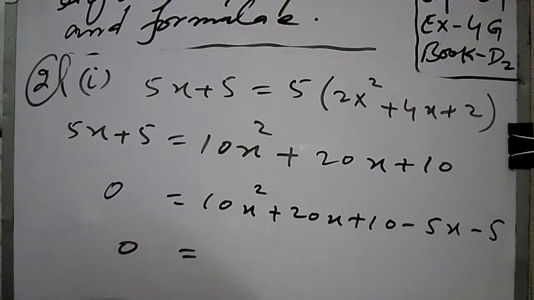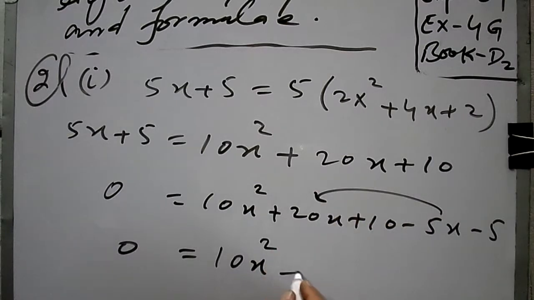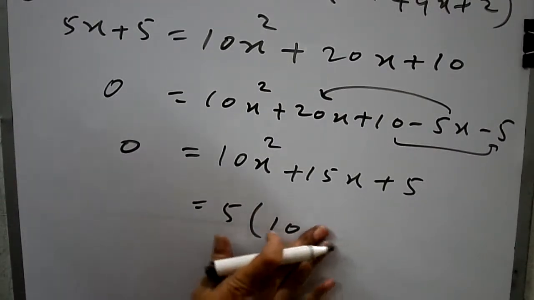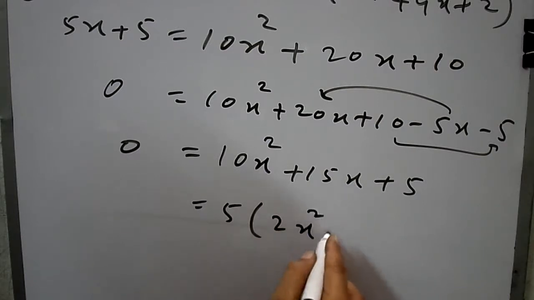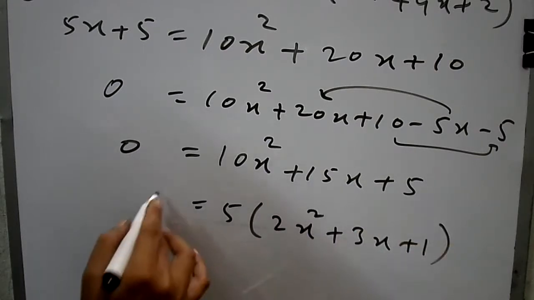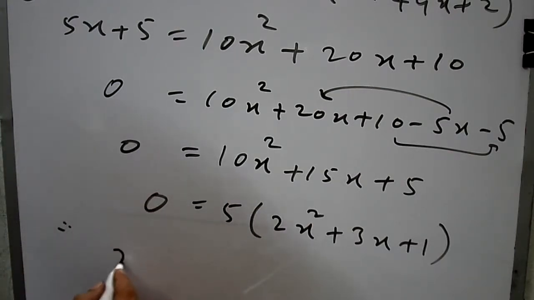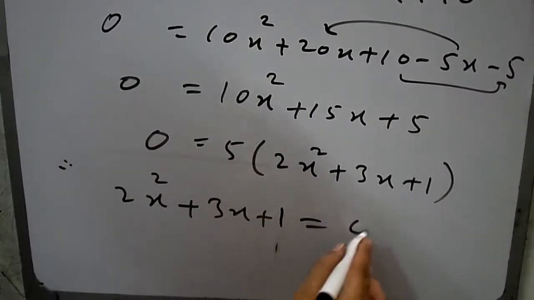So you can see here that is 10x square. The similar terms will be added and subtracted. You will get 15x, and this constant you will get plus 5. So you can take 5 common, so you will get 10x. There you will get 5 2s are, and 5 3s are, and plus 1, so is equal to 0. So taking common is equal to 0 divided by this, again you will get 0. So therefore the equation will be 2x square plus 3x plus 1 is equal to 0. So that is your equation.